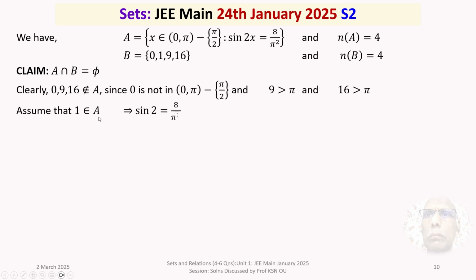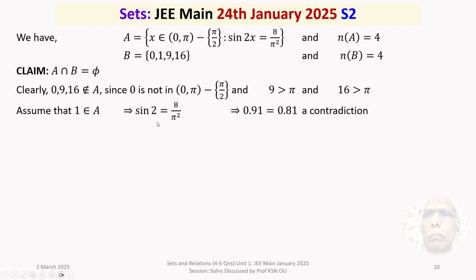Assume that 1 belongs to A. I thought this is the only possible argument that we can put forth here. This implies 1 belongs to A means it should satisfy mod of sine 2 into 1 is 8 by pi square. Modulus of sine 2 is sine 2 only. Sine 2 is 8 by pi square.